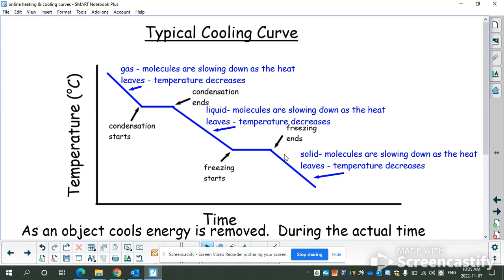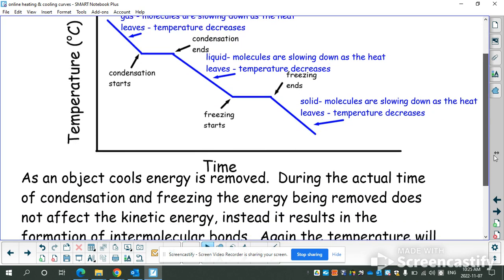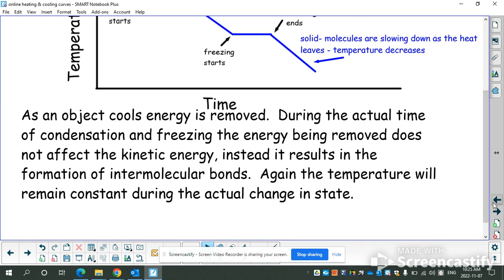It will slowly decrease in temperature because you're slowing the molecules down again. That's basically all this is: as the object cools, energy is removed, it condenses, then it freezes, and it changes the temperature. But during those times of condensation and freezing, intermolecular bonds are going to reform.